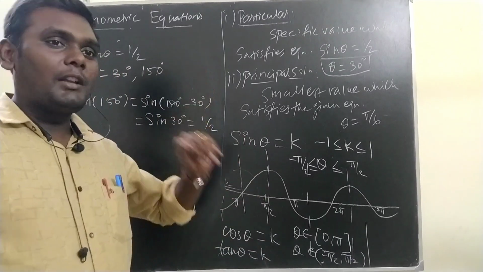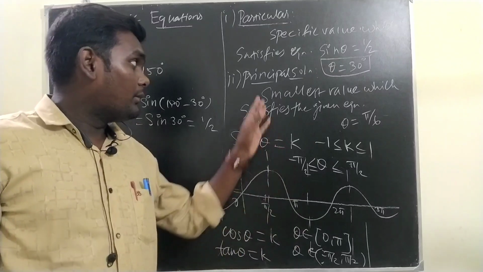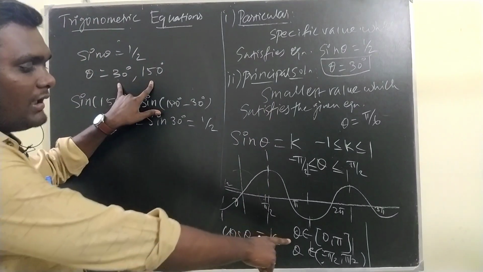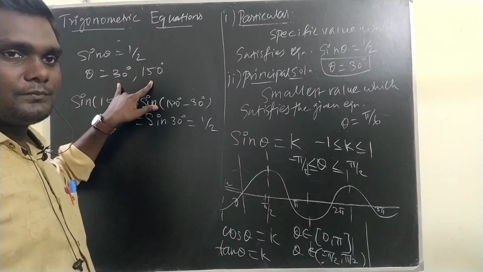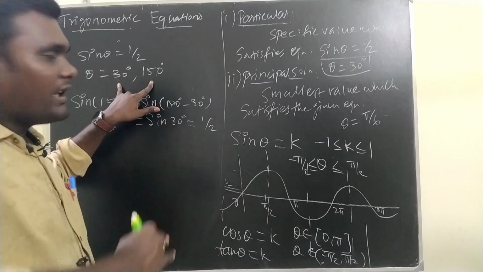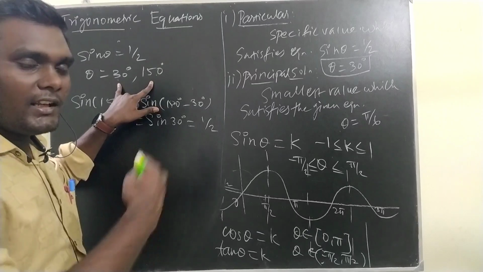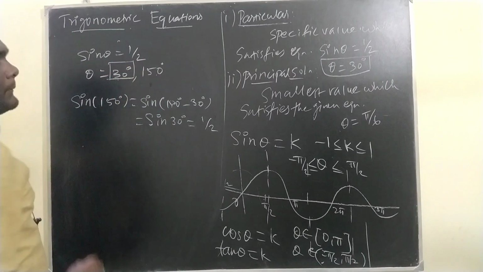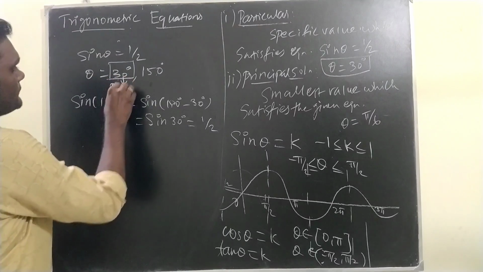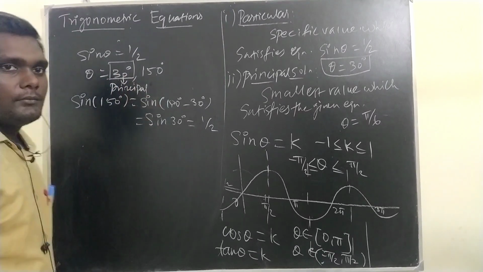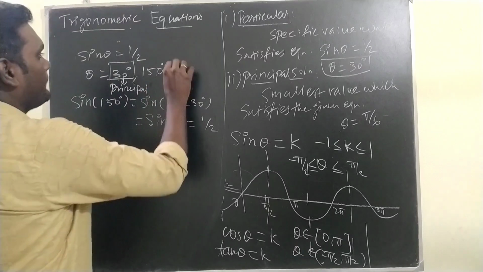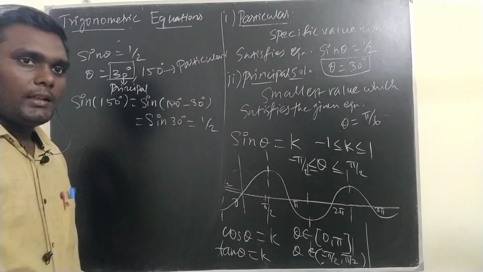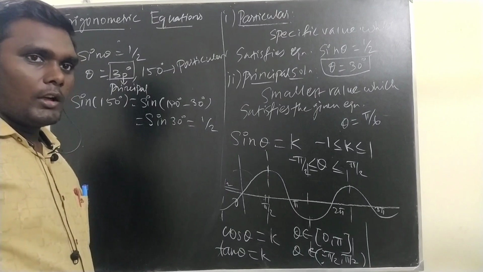Now, which is the particular solution, which is the principal solution? Among these two, which lies between the interval minus pi by 2 and plus pi by 2, which means below 90 degree, which lies between minus 90 degree and plus 90 degree. So this is our principal solution. Okay, this is the principal solution and this one is the particular solution. Got it?